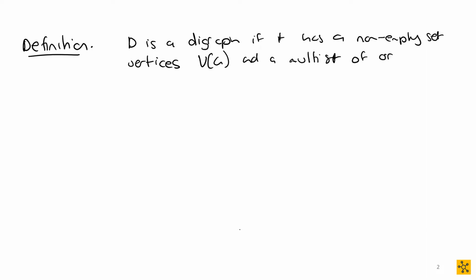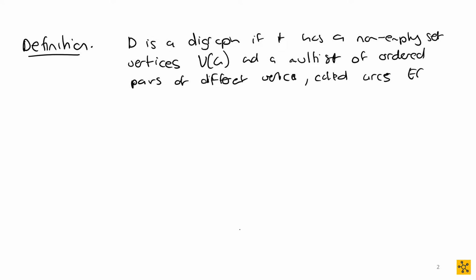of ordered pairs of different vertices called arcs. Now, firstly, you're like, I don't know what an arc is. So let's start off with that. An arc is a directed edge.